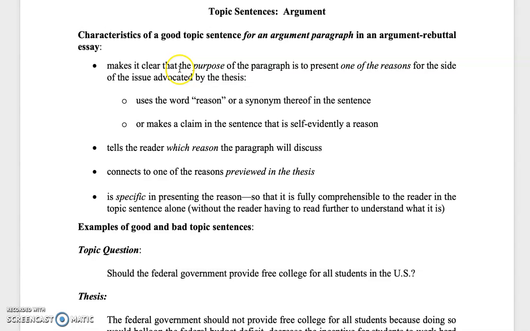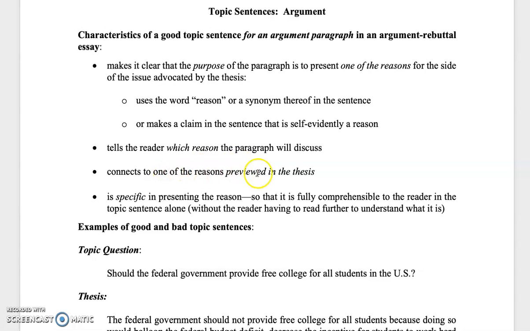Number one, you need to make it clear early on in the topic sentence that the purpose of the paragraph is to present one of the reasons for your side of the issue that you advocate in the thesis. So this would be a reason for your stance. And in order to do this, you can use the word reason or a synonym of that word in the topic sentence, or you can just make a claim in the topic sentence that is self-evidently, just obviously, a reason for your stance.